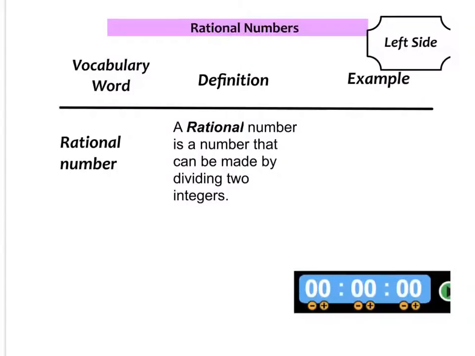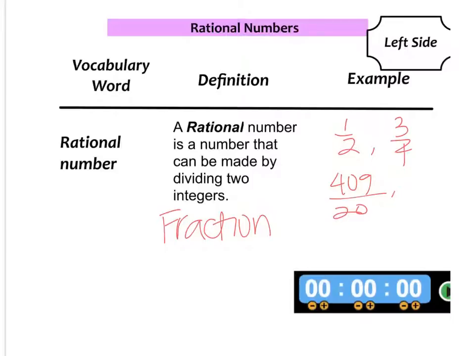All right, so copying this down on the left-hand side, a rational number is any number that can be made by dividing two integers. So pretty much a rational number is any number that is a fraction or can be represented as a fraction. So an example is 1/2, 3/4, 409 over 20. What else? 6/9. There's plenty of different ways to represent fractions, and any number that can be represented as a fraction is a rational number.